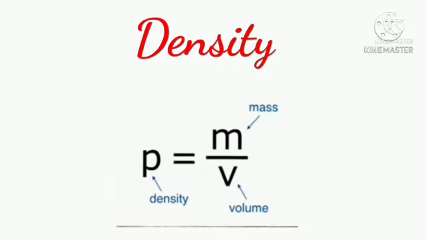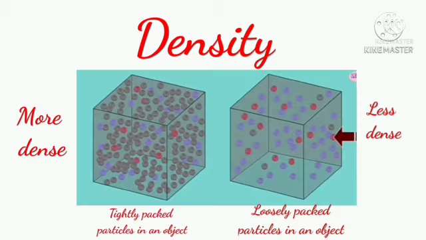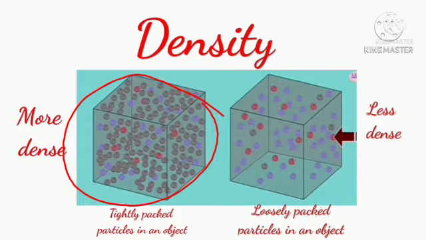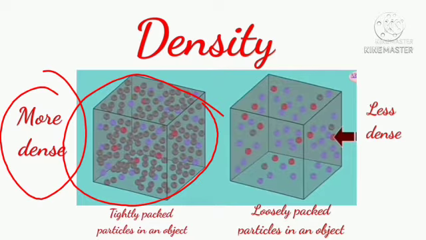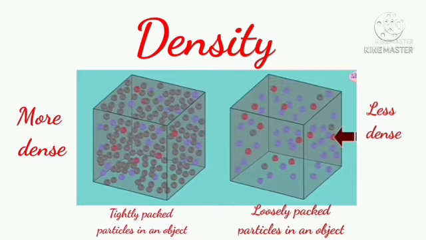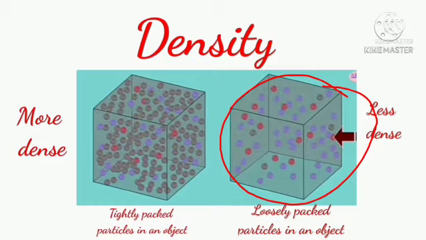So let's understand density in a more simple manner. All objects are made up of particles. If the particles of an object are close to each other, the object is more dense. And if the particles are far away from each other, the object is said to be less dense.